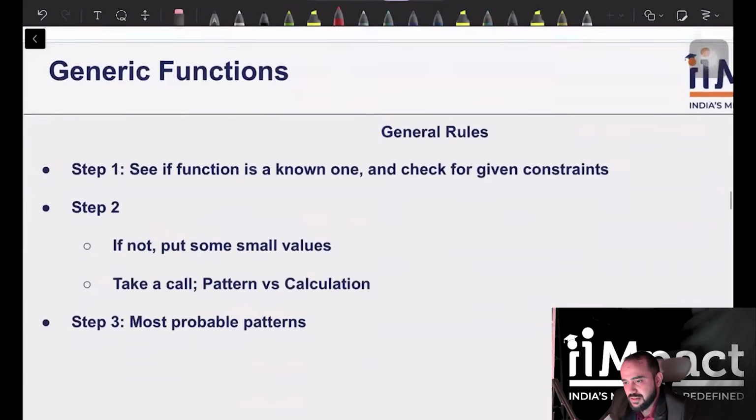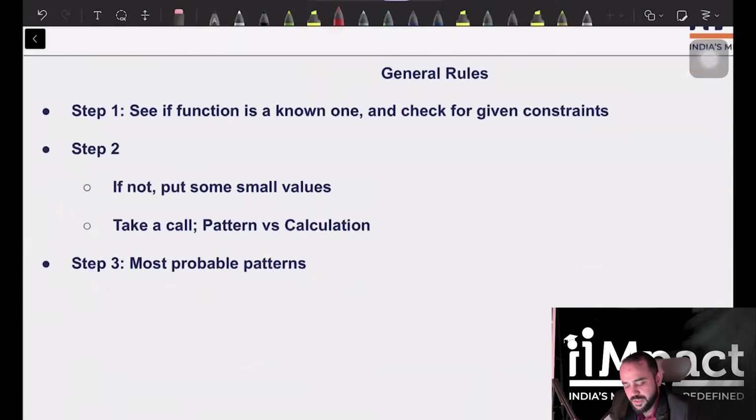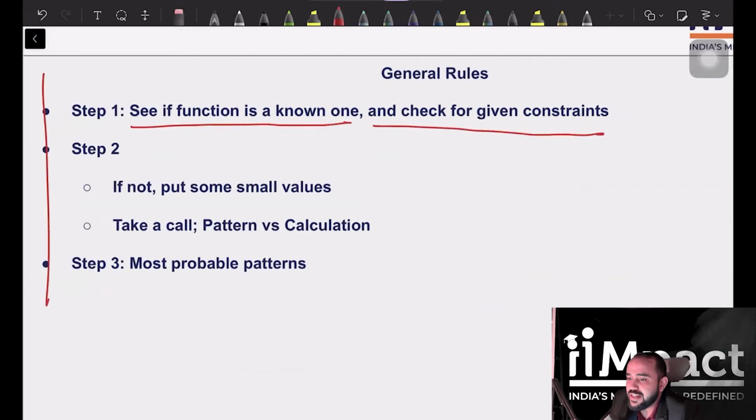So let's say this is what your algorithm should be for a generic function question. See if the function is a known one and check for any given constraints or rules that they might have given to you. This is something we have discussed. The most common known functions, which are easy to manipulate, we have discussed so far. If not, you have to entertain the possibility that there is a pattern.